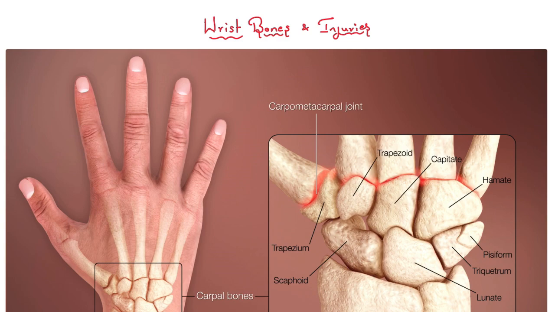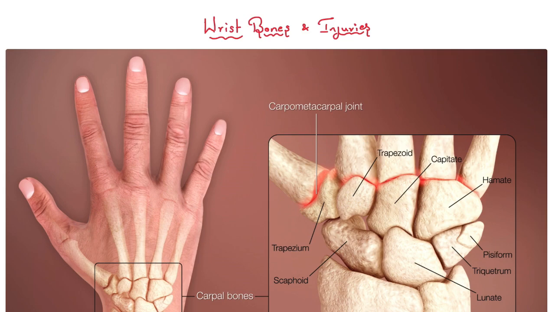So today in this video we are discussing wrist bones and injuries. This episode will be number 8 in the first aid series. Today we are diving deep into the wrist bones, and we are going to discuss some anatomy, common fractures and dislocations, complications and management of wrist bones.